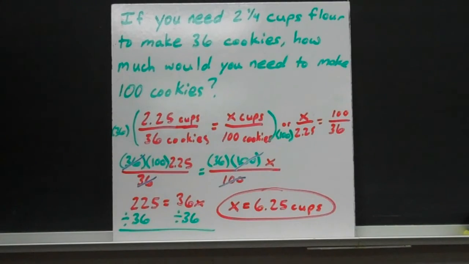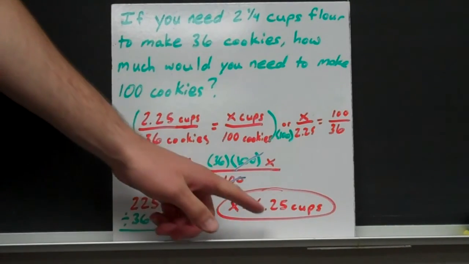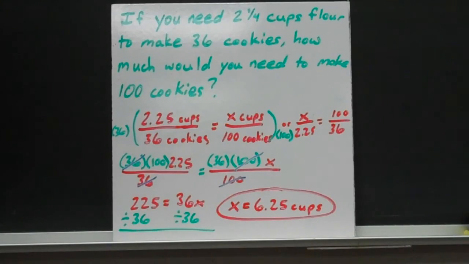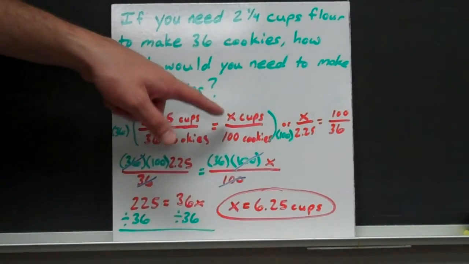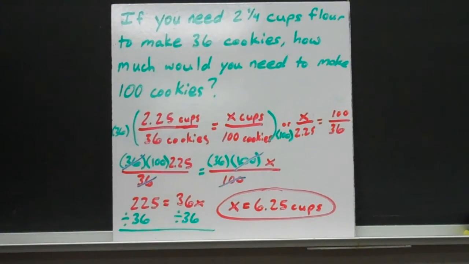So we have 225 equals 36x. To find x, we divide by 36 on both sides. 225 divided by 36 is 6.25. So x equals 6.25. Our label is cups. We can see that because we labeled it in the problem that we wrote up above.